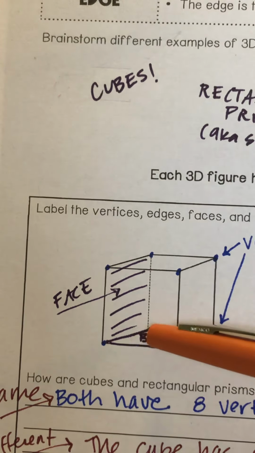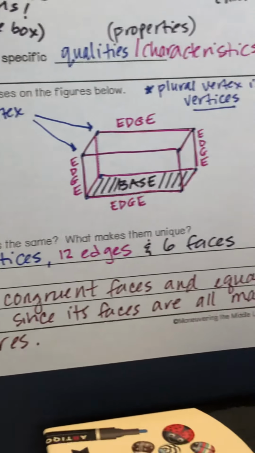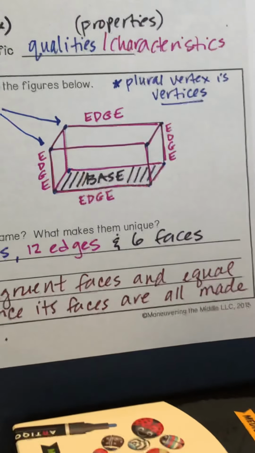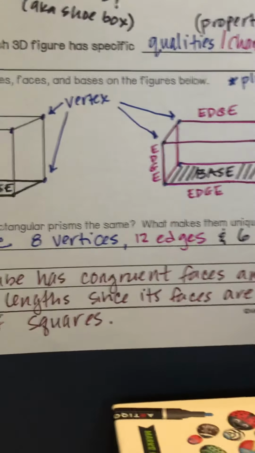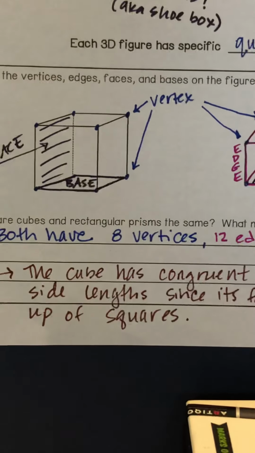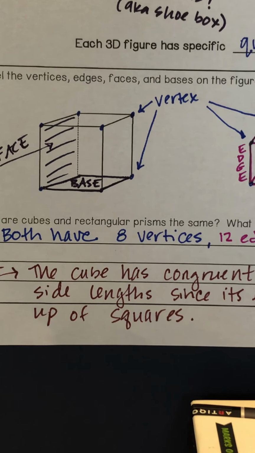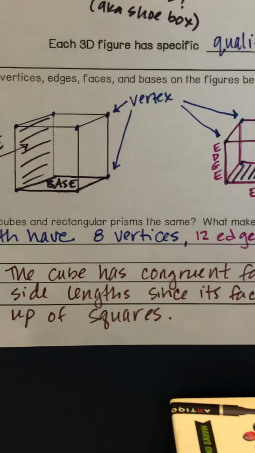So how are cubes and rectangular prisms the same? What makes them unique? They both have 8 vertices, 12 edges, and 6 faces, okay? They both have that, so that makes them the same. The cube has congruent faces and equal side lengths since its faces are all made of squares. So that would be what makes it different.